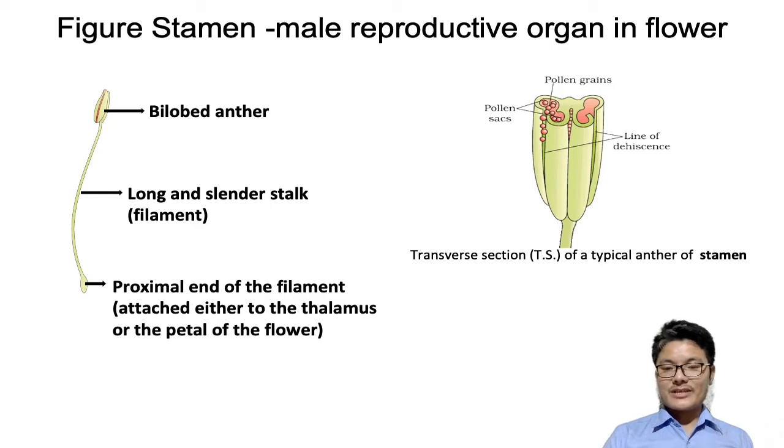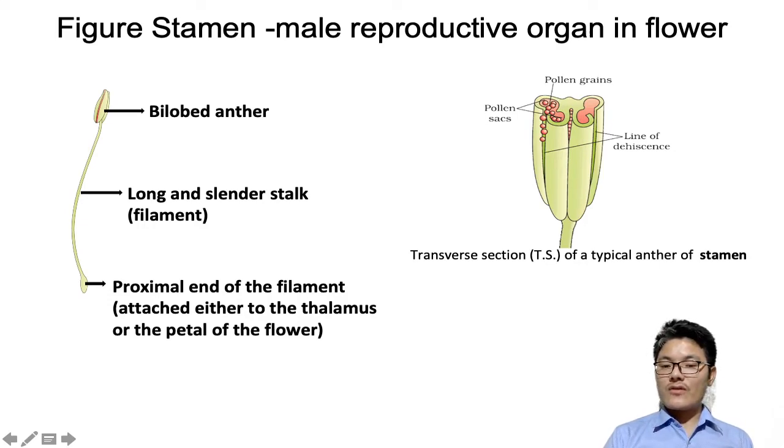This is another representation showing the transverse section of a typical anther of a stamen. Transverse section here refers to a horizontal section. If we cut the anther horizontally, we find this kind of structure. The anther has two lobes, right? One lobe here and the other lobe here. In each lobe there are two sac-like structures, and in total we have four sac-like structures, called microsporangia, which you need not remember in class 10.